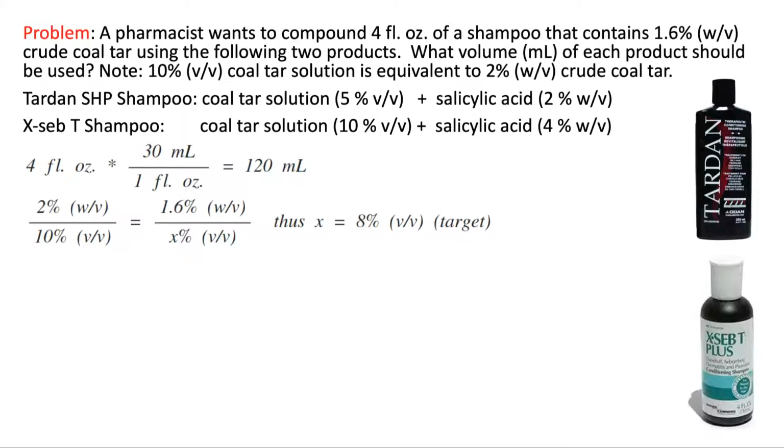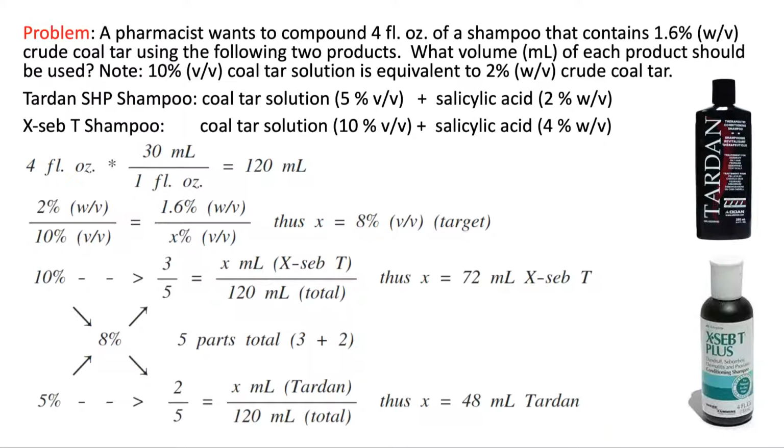That's my target. Since I now have my target in the same units as the concentrations I have in my products, I can actually approach this problem, because you can see I have one shampoo that has 10% volume per volume coal tar, and one shampoo that has 5% volume per volume coal tar solution. And what I want now, I've just solved for the fact that I need something in the middle, which is an 8% volume per volume. Oh man, that sounds so much like an alligation alternate question. I think that's the way we should solve it.